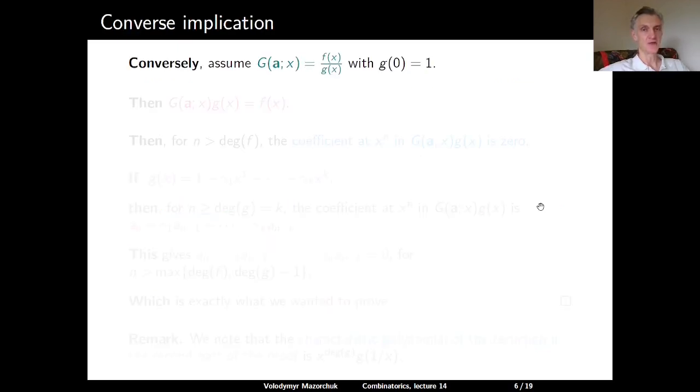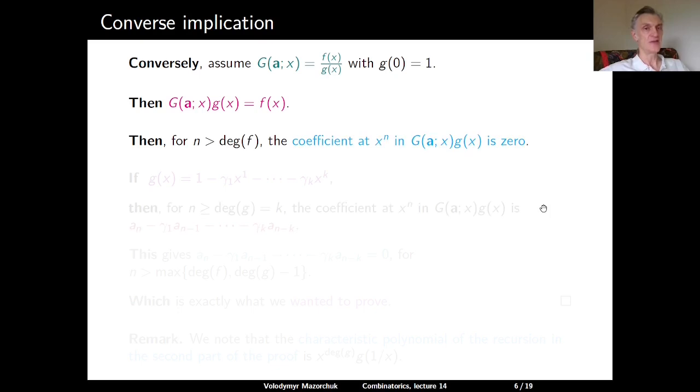Assume that the generating function can be written in the form f of x divided by g of x, where f and g are polynomials and g of 0 is equal to 1. Then, of course, the generating function times g of x is equal to f of x. This means that if n is greater than the degree of f, then the coefficient at x to the power n in our product, the generating function times g, must be 0.